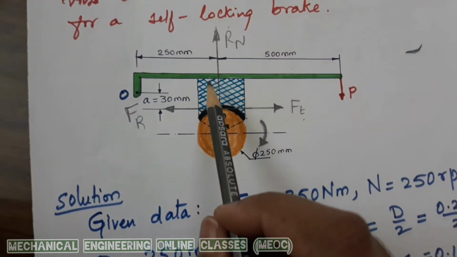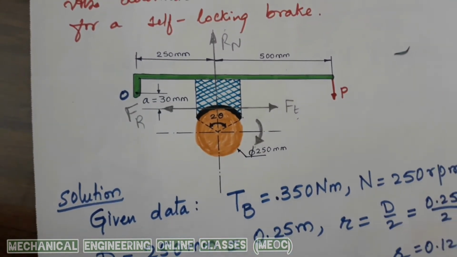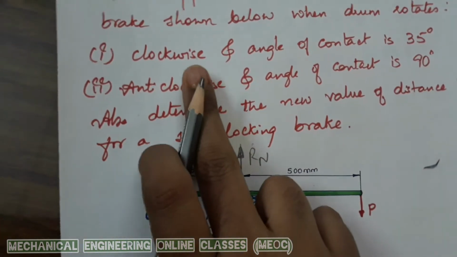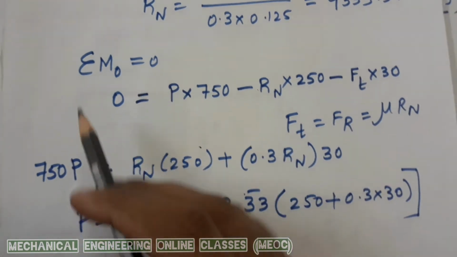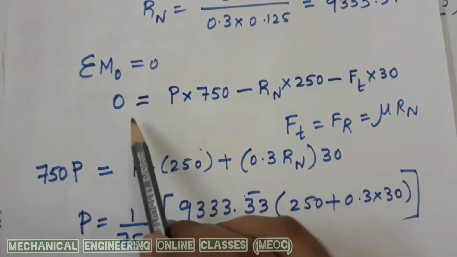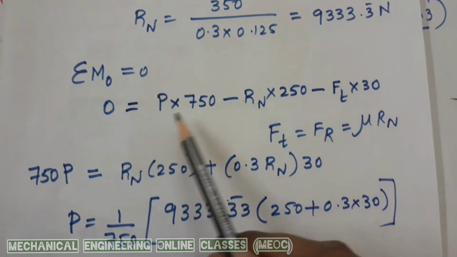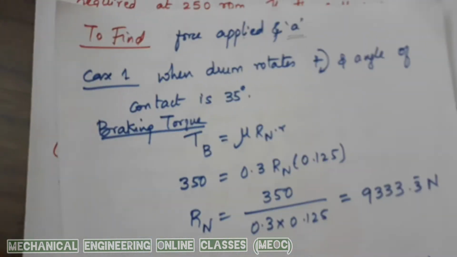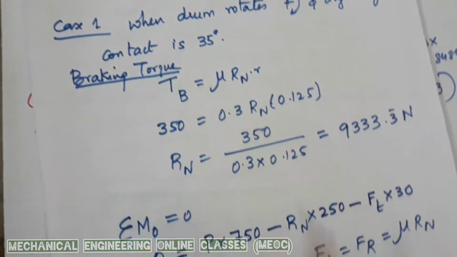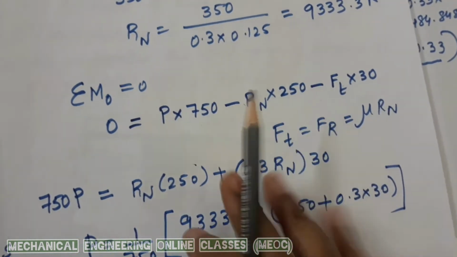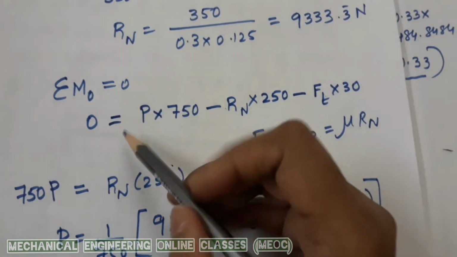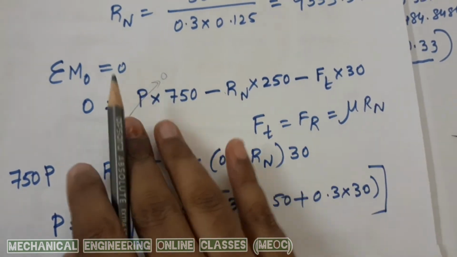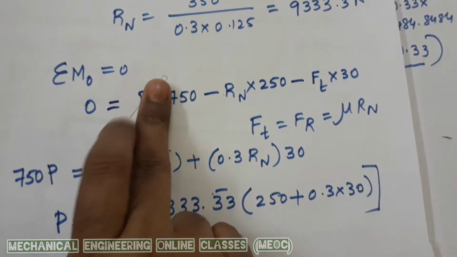So the sum of moments for an equilibrium system should be 0. So for this case, which is coming under case 1, we have sigma M as this, P into 750 minus Rn into 250 minus Ft into 30. This is solved for case 1. So if we carefully look into this, when P is becoming 0, all that we are left with is this is 0.